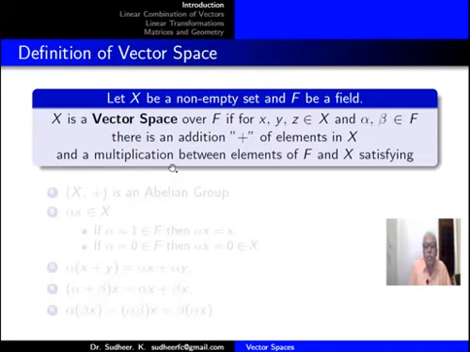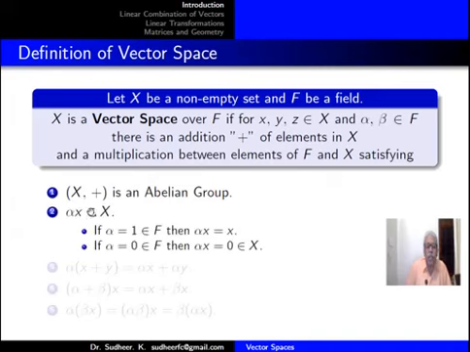Let X be a non-empty set and F be a field. X is called a vector space over F if for elements x, y, z in the set X and for elements alpha, beta in the field F, there is an addition plus of elements in X and a multiplication between elements of F and X satisfying: 1. X with addition to be an abelian group. Alpha x belongs to X. That means a scalar multiplied with a vector is a vector.